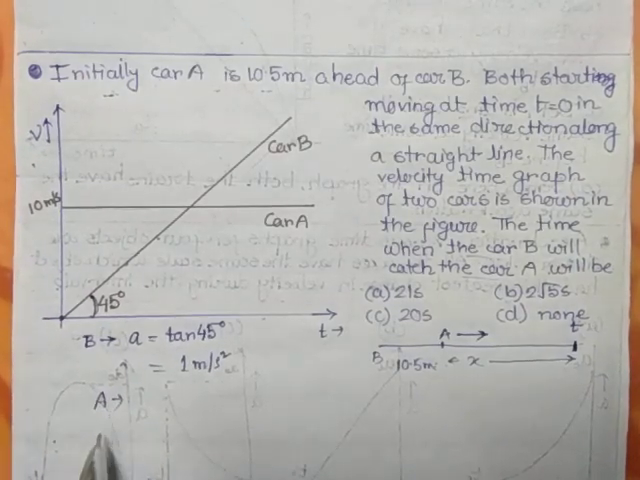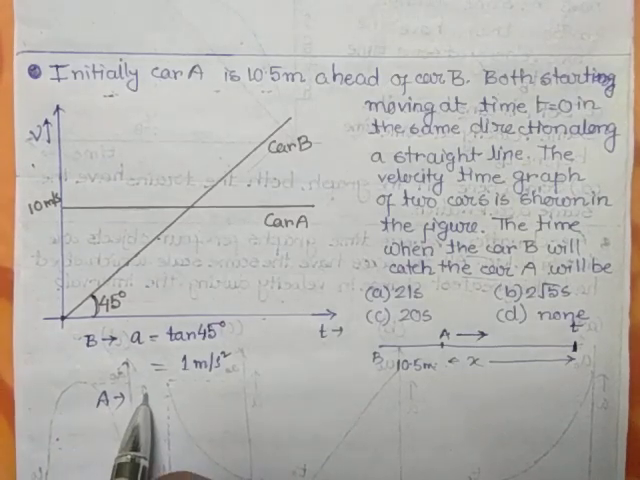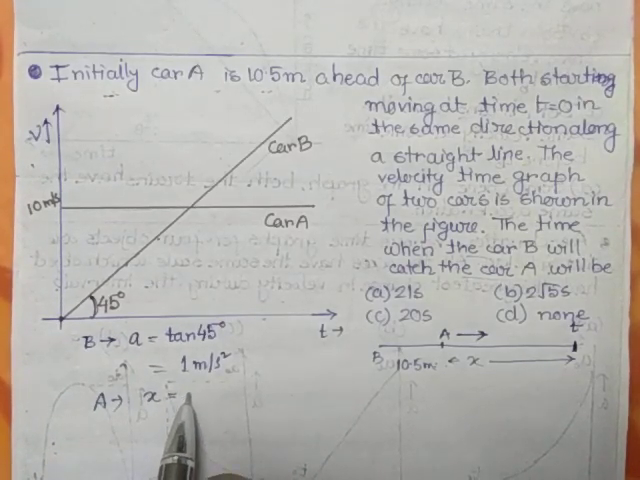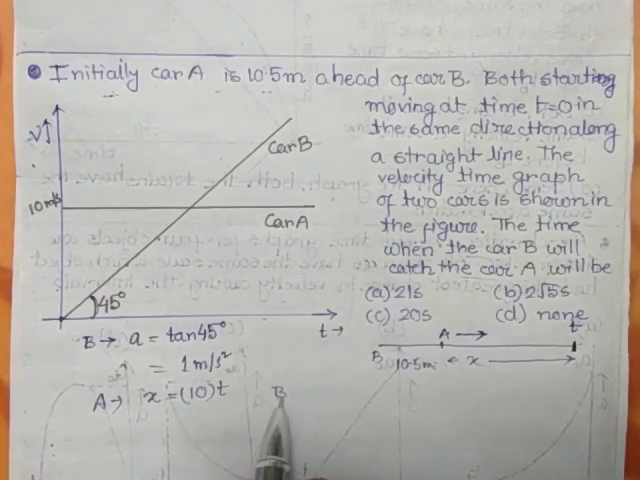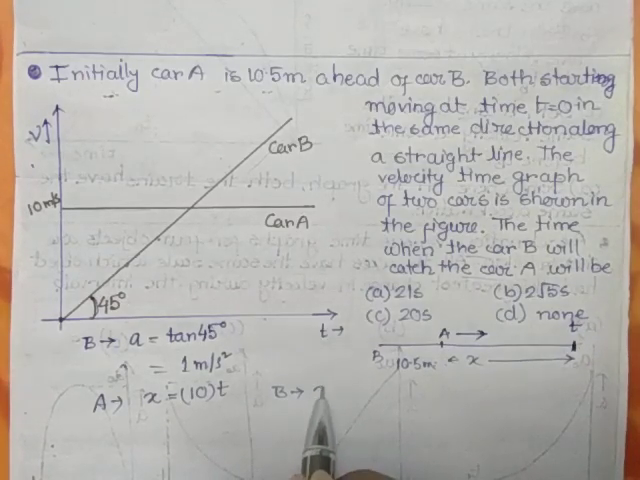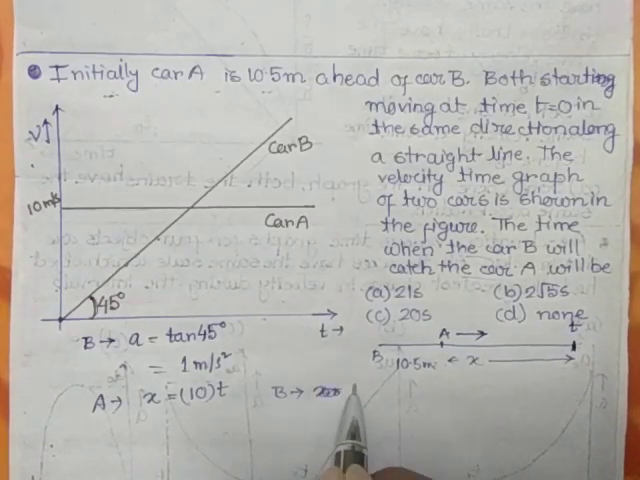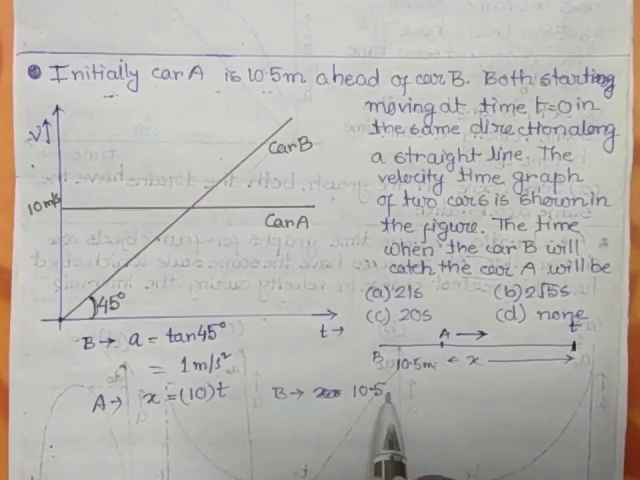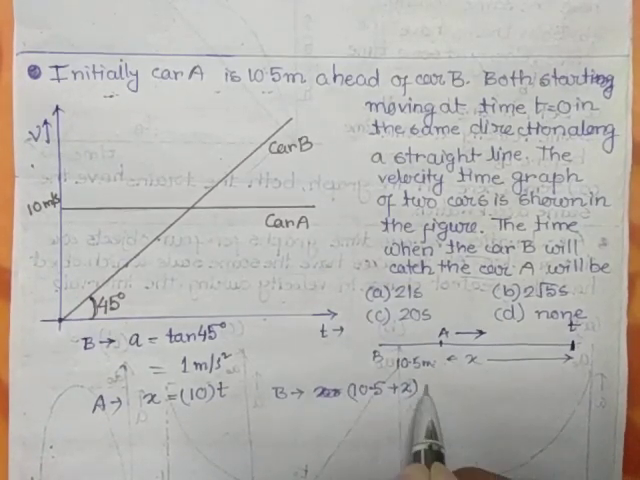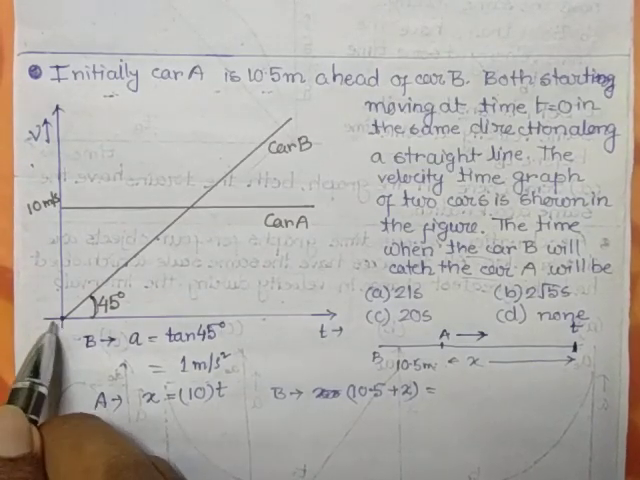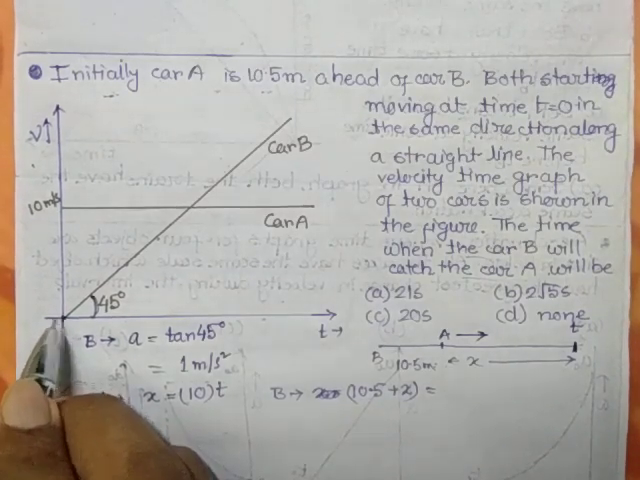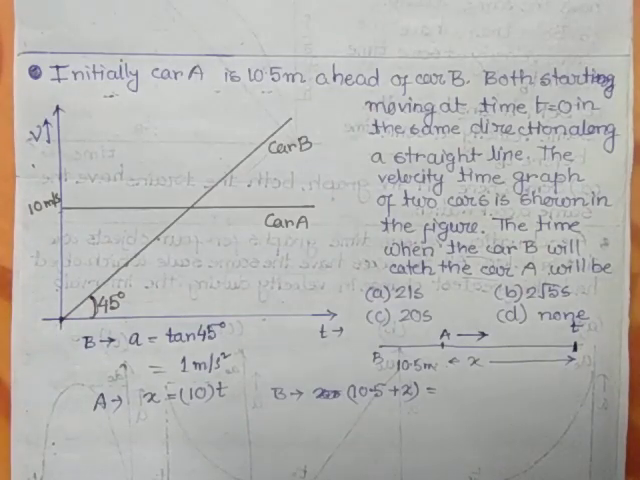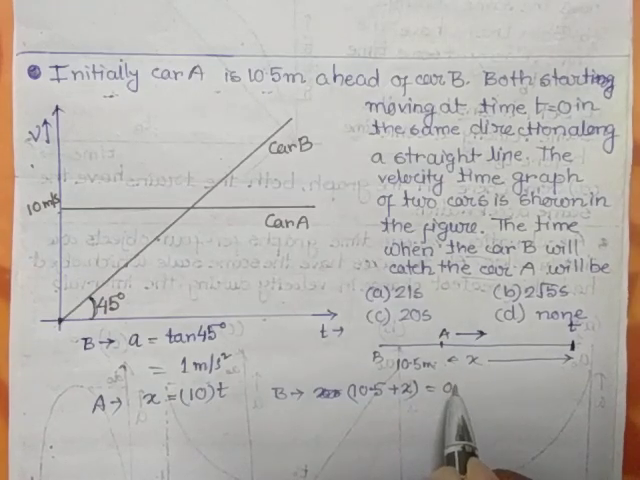For the car A, x equals 10 into t, x equals v into t. For the car B, x will be, it has to go 10.5 plus x, which is the total distance covered by car B. And what is its initial velocity? Initial velocity is 0, because at t equal to 0 its velocity is 0, whereas car A's velocity at t equal to 0 is not 0, it is 10 meters per second.